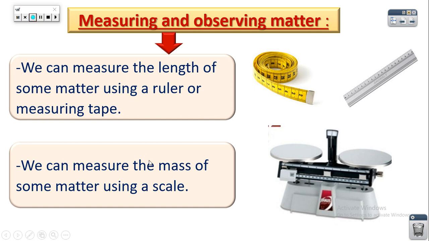Do you remember the mass from lesson 1? Mass is the amount of matter in an object. Okay, so we use scales to measure the mass. We can see the scales in the markets. The scales can tell us, for example, how many kilograms the fruits are, how many grams the cheese is. So we use scales to measure the mass of the matter, but we use measuring tape or ruler to measure the length.